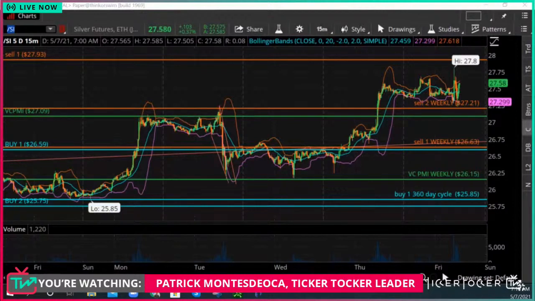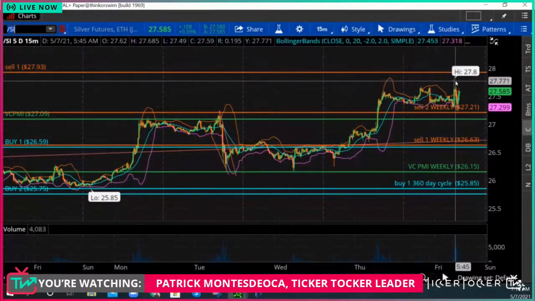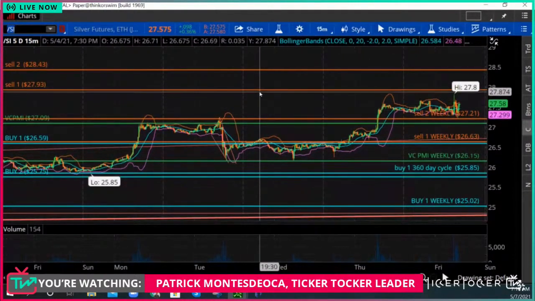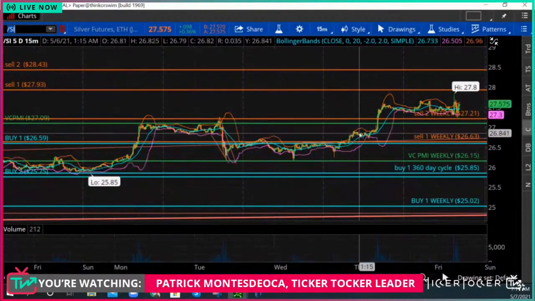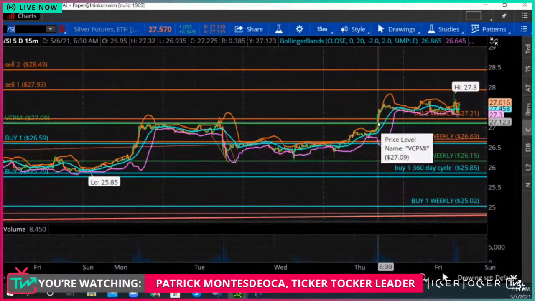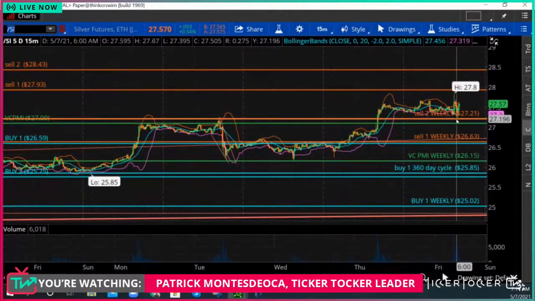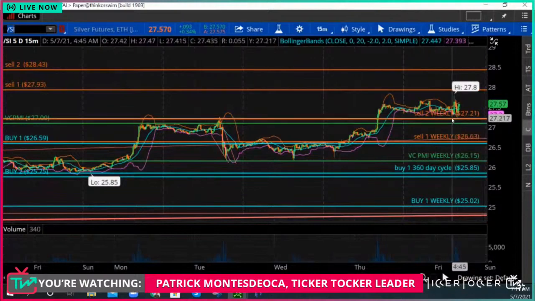Coming back to the market here, we're looking at the silver market, and we have made a high pretty much of 2780 here this morning. The sell one daily level is 2793. The sell two level is 2843. Now, we have activated a bullish daily price trend momentum into an overbought weekly condition. The market is trading above the sell two weekly 2721. So the weekly program, basically the weekly algorithm, is neutral at this point.